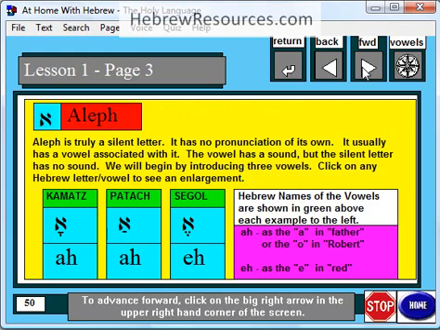So we're going to get right into the reading part here. The first thing is to learn a letter with some vowels under it. And let me just read you what the screen says here. Aleph is truly a silent letter. It has no pronunciation of its own. It usually has a vowel associated with it. The vowel has a sound, but the silent letter has no sound. We will begin by introducing 3 vowels. Click on the Hebrew letter or vowel to see an enlargement.